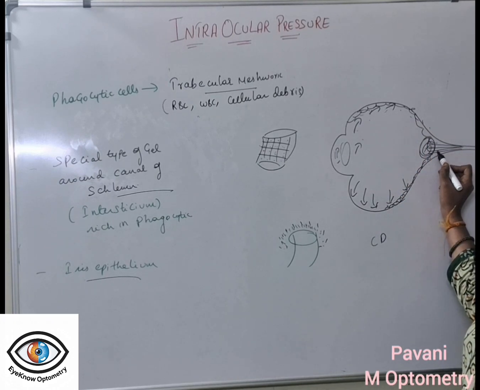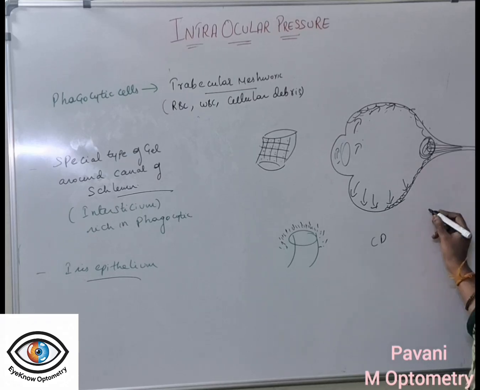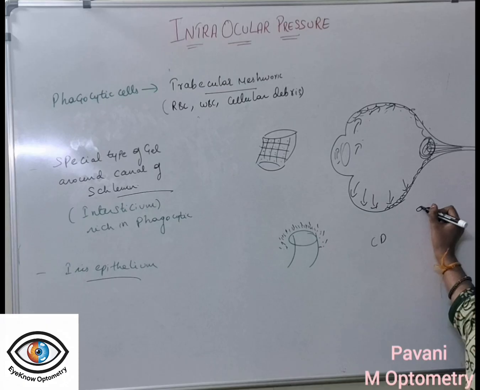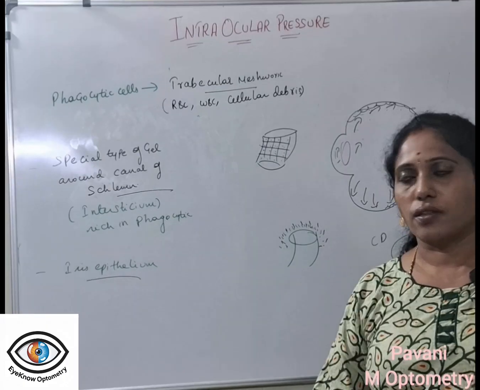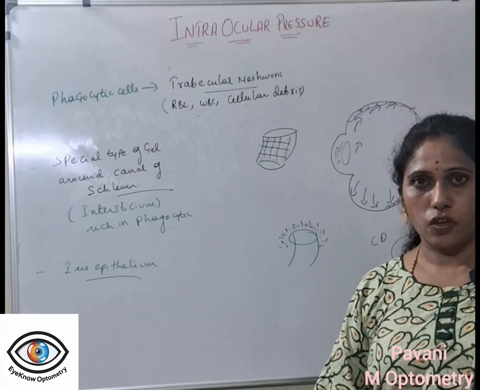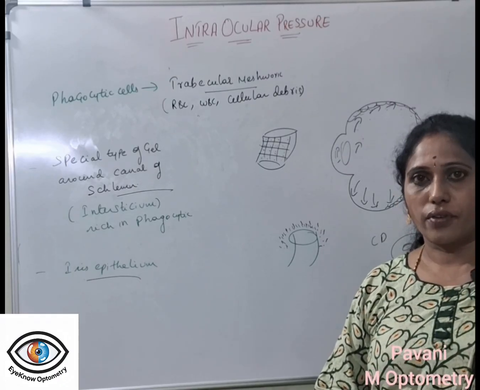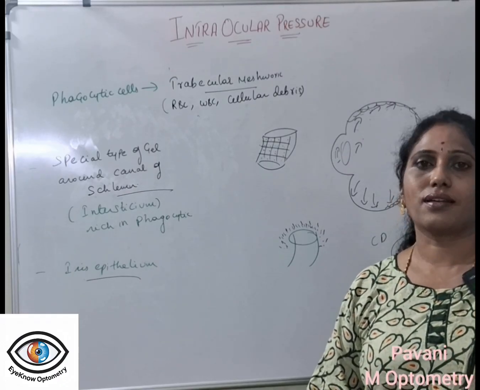As a result, what happens? It leads to optic neuritis. As a result, there will be a deepening of the cup of the optic nerve. That's the reason why you will see the cup disc ratio difference. This is all about the aqueous humor pathway, aqueous production and all. Hope this is clearer to you.